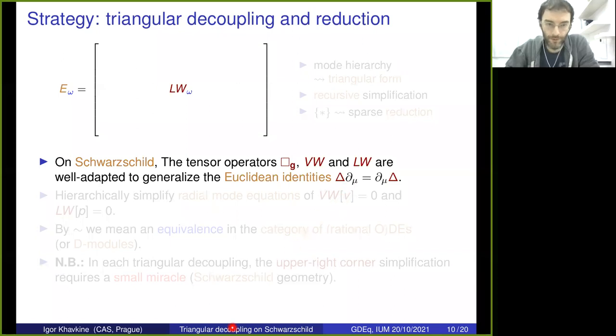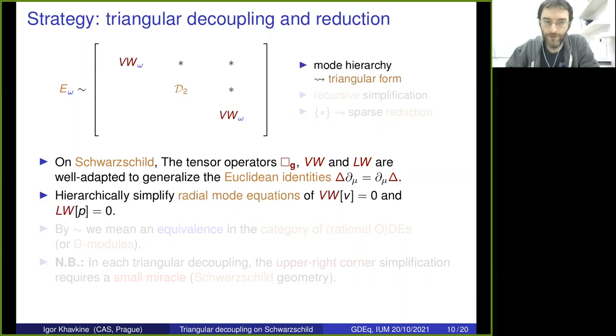If you take corresponding identities on the Schwarzschild background, it so happens that you can use such identities, and I'll describe in more detail how you can use them, to come up with a hierarchy of degrees of freedom.